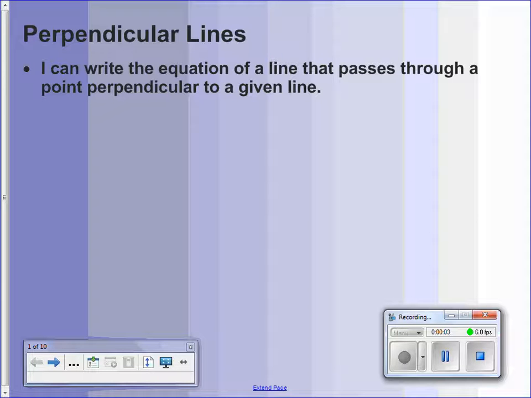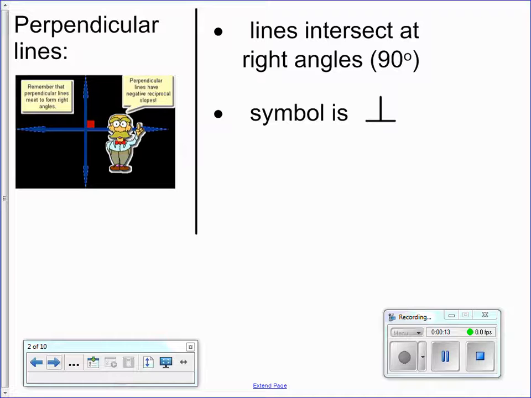This lesson is on perpendicular lines. At the end of the lesson, you'll be able to write an equation of a line that passes through a point perpendicular to a given line. So perpendicular lines are lines that intersect and they create right angles. Our symbol looks like kind of an upside down T where it makes right angles.